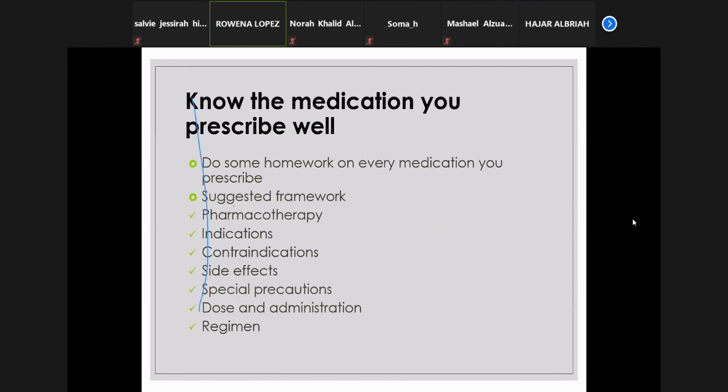So you have also to know the medication that the doctor prescribed, okay? Do some homework on every medication. So the doctors even can do homework. What is the medication that they need to prescribe? So suggested framework, the pharmacotherapy, indications, contraindications, side effects, special precautions, and dose and regimen should be actually taken into consideration. And also sometimes there is also this nursing consideration.